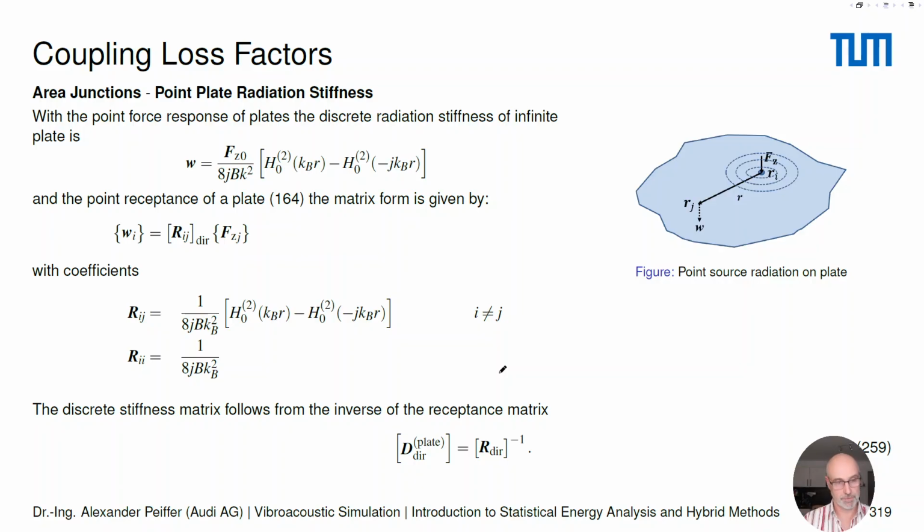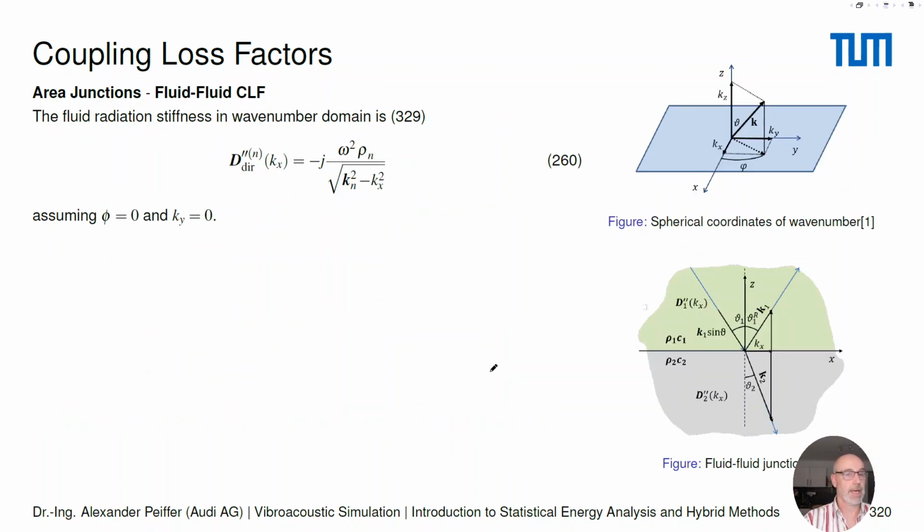Good. So far for several radiation stiffnesses of cavities, semi-infinite cavities or plates, and now we use it in a coupling loss factor calculation. And we start with a very simple thing. We take the classical fluid-fluid coupling loss factor, because this is something that we know. So no plate in between. There's just, let's say, water and air, which is a typical combination of fluids. What would be the coupling loss factor between water and air?